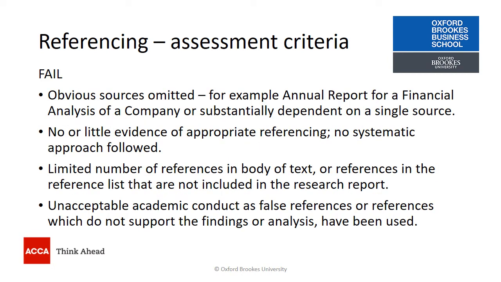So just to look on the other side then, what happens if you have a fail in the area of referencing? Then you would fail if there are obvious sources that have been omitted. So for example, if you haven't included the annual report for the company that you're looking at, or you've substantially relied on a single source, you're likely to fail. You will fail if there's no evidence of a systematic approach to referencing, and you would also fail if there are references in the body of the text or references in the reference list that aren't included in the other part.